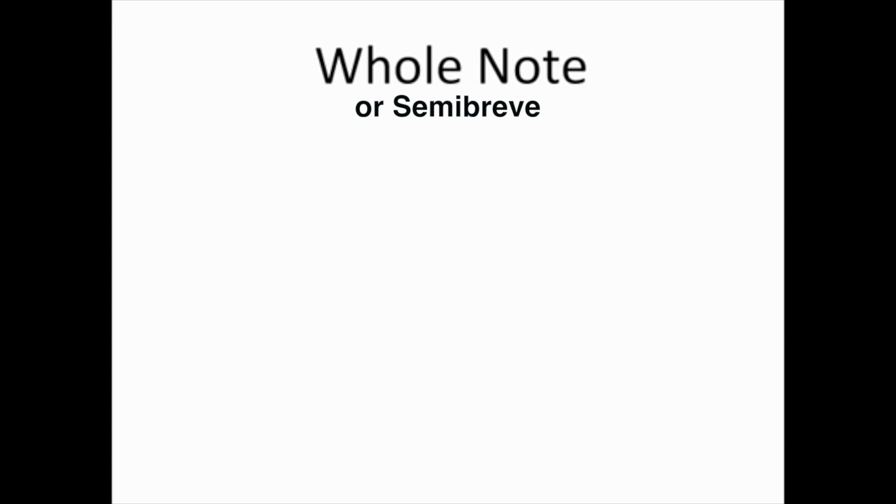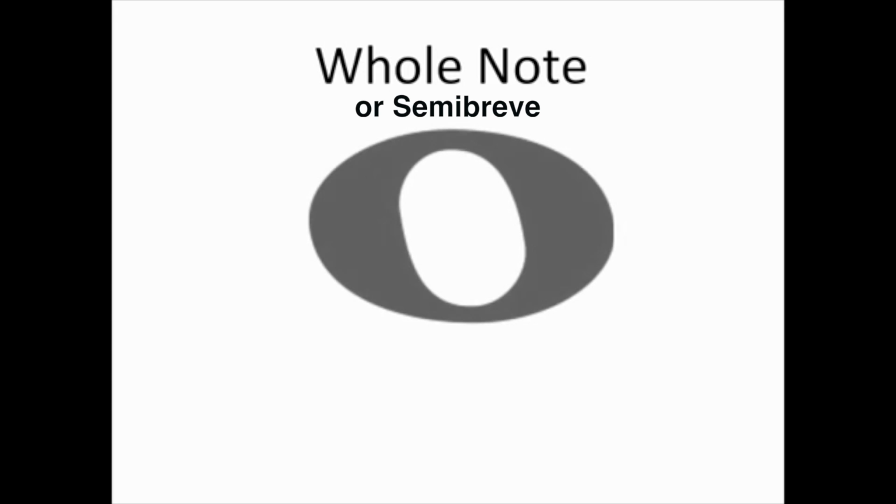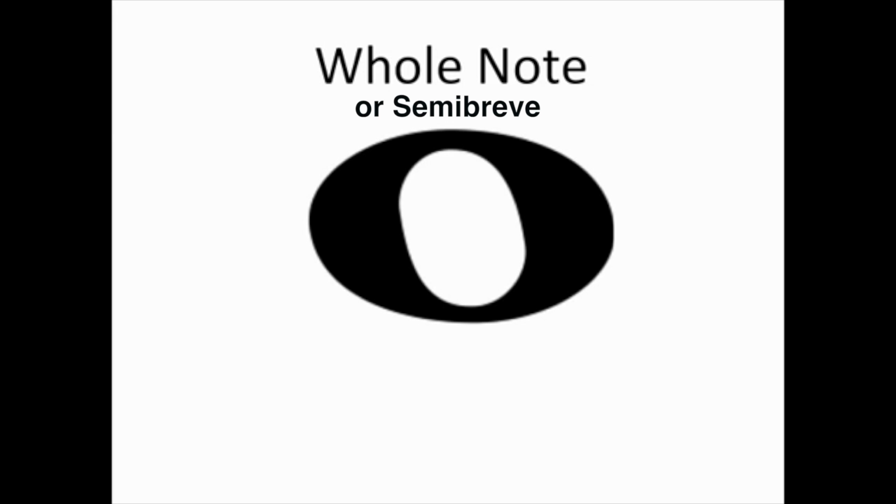Note values. Today we are going to take a look at note values. We will learn about the different types of notes and how many beats each one of them gets. Let's start with the whole note. The whole note looks like this, and each whole note gets 4 beats.